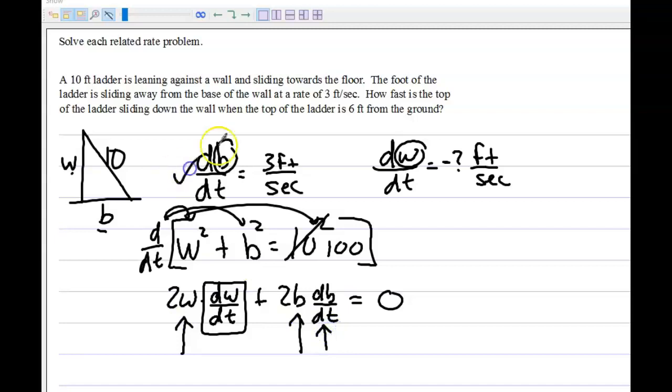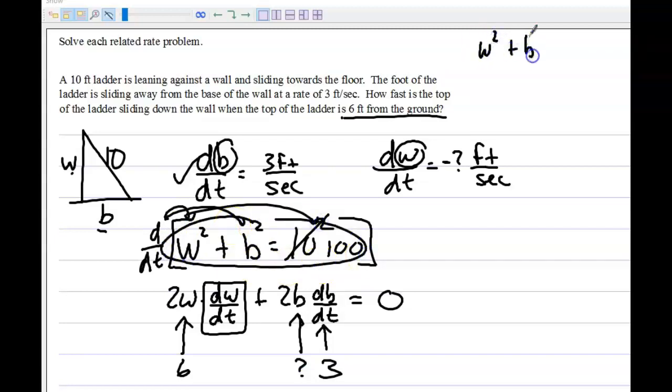We've got dB dt, it's 3. B, I don't think they gave that to us. It says here that the ladder is 6 feet away from the ground. That's talking about W. So we know W is 6, but we don't know what B is yet. And as I mentioned before, when you don't know what one of your pieces are, a lot of times you're going to come back to your original problem before you took the derivative of it. You're going to solve for it.